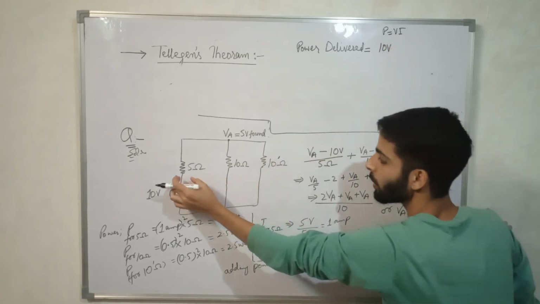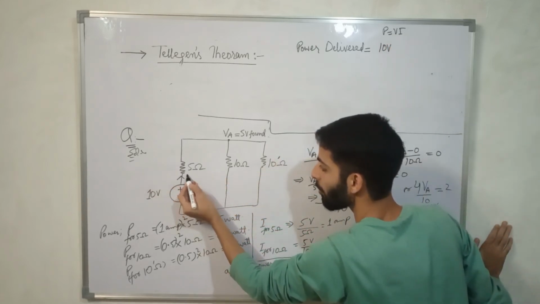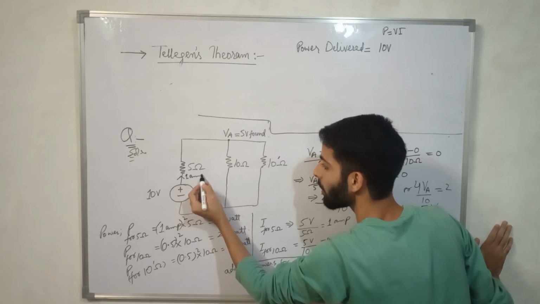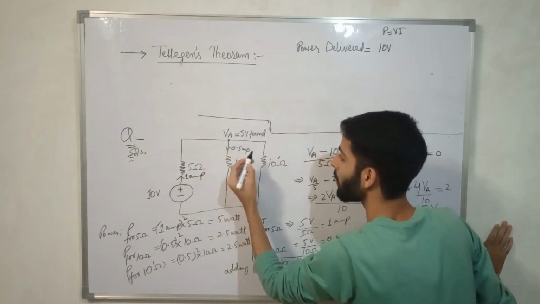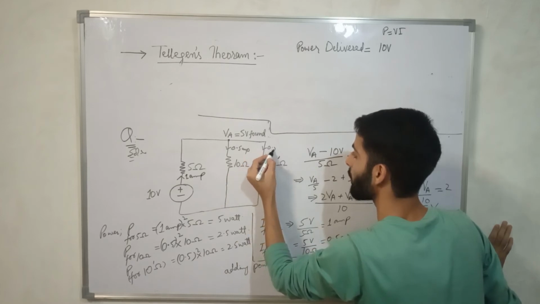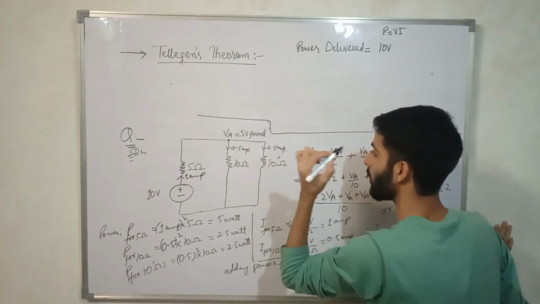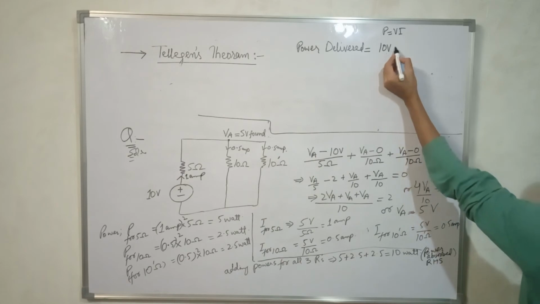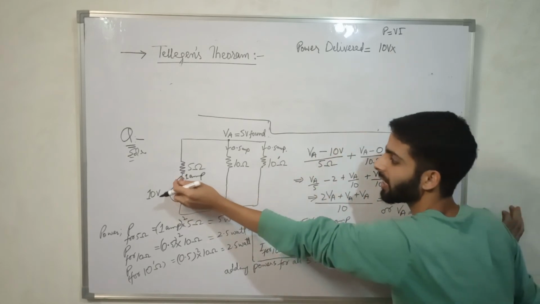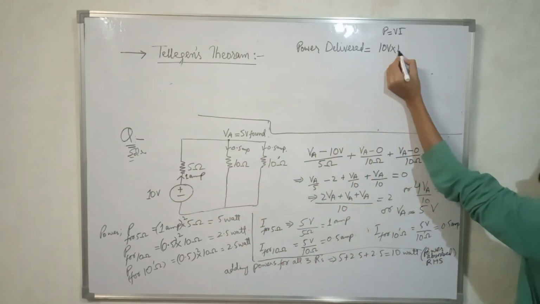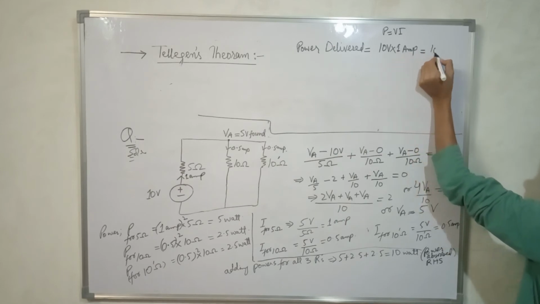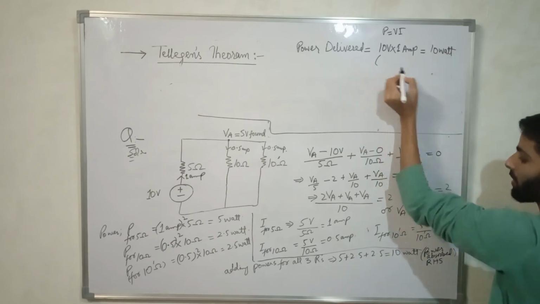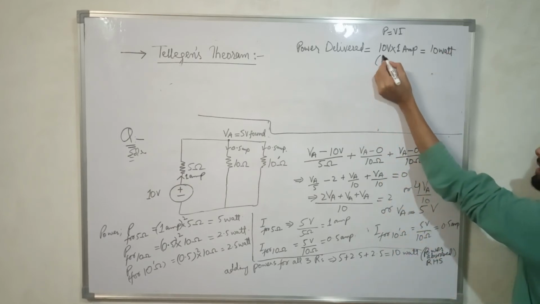What is the current going into this? 1 ampere. Here it is 0.5 ampere. Here again this is 0.5 ampere. 10 volt multiplied by the immediate current going into this, 1 ampere, gives 10 watt. What is this? This is power delivered.